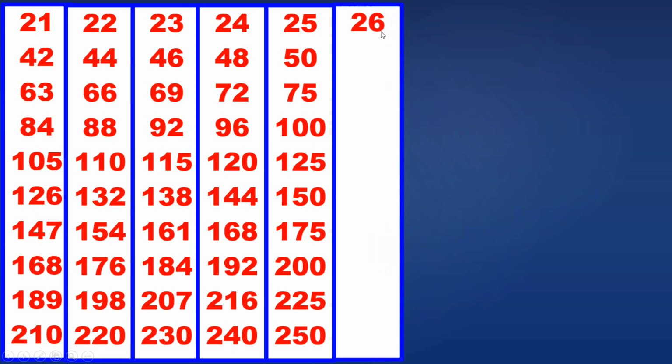26 times table. 26 times 1 is 26. 26 times 2s are 52. 26 times 3s are 78. 26 times 4s are 104. 26 times 5s are 130.